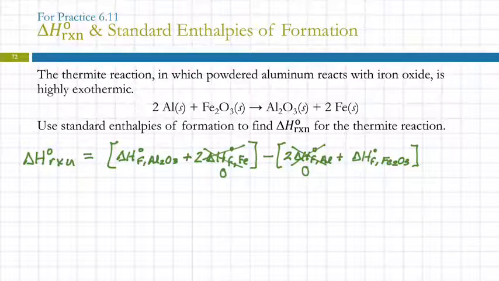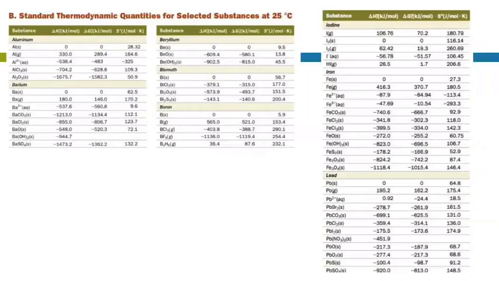To find these delta H's, we need to go look them up in the table. So we've got Al2O3 and we've got Fe2O3. Go back to the table. Fe2O3 is minus 824.2 kilojoules per mole. And aluminum oxide is minus 1675.7 kilojoules per mole.